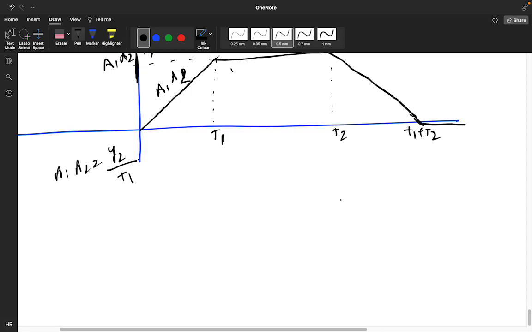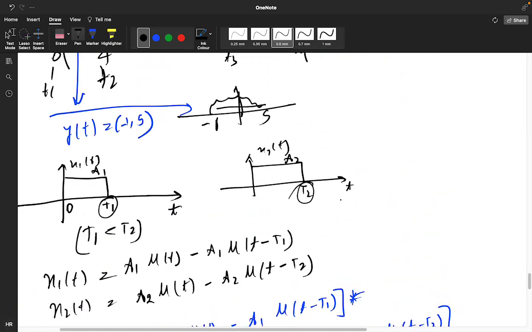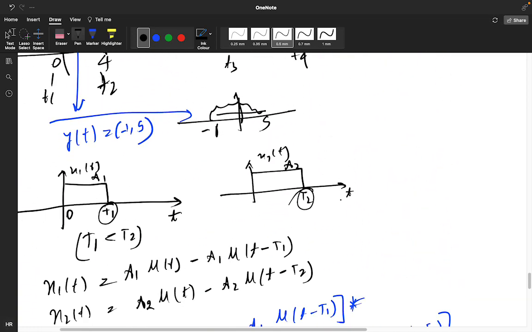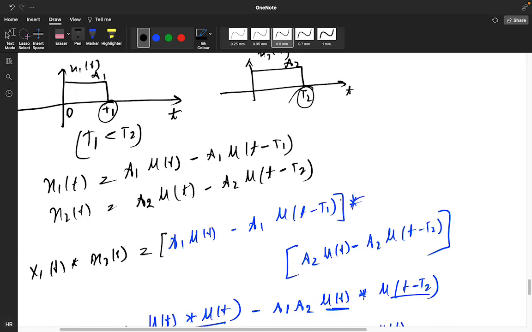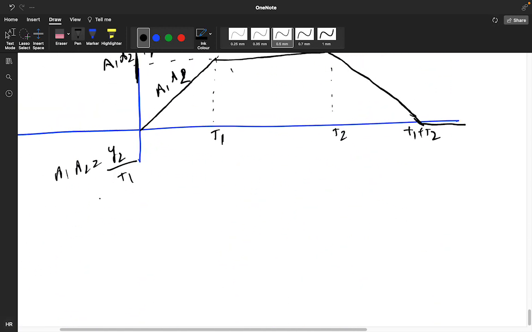So this is the long-cut method to do this. What is the shortcut method? If you have two boxes like this, this is 0, this is t1.